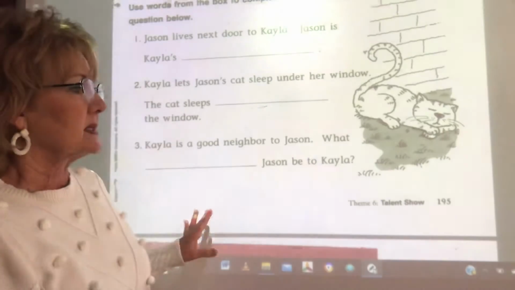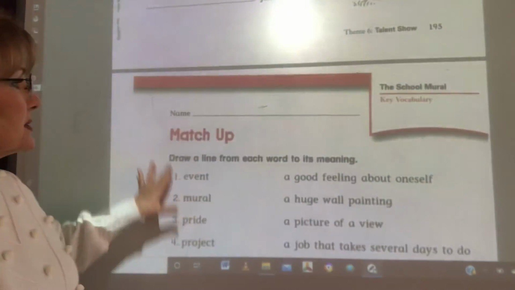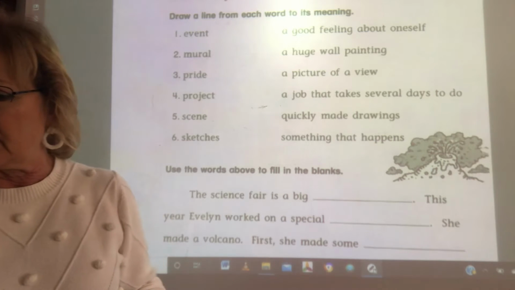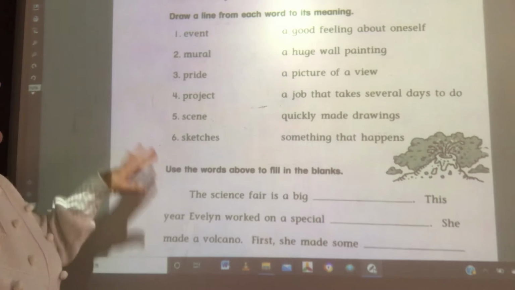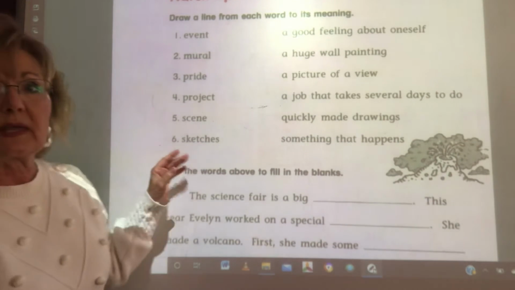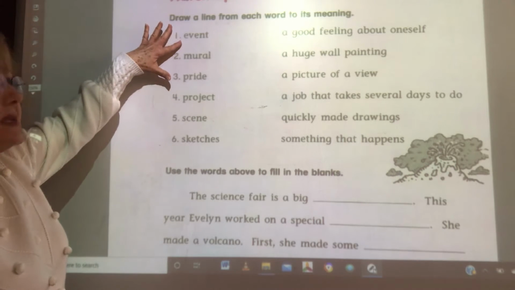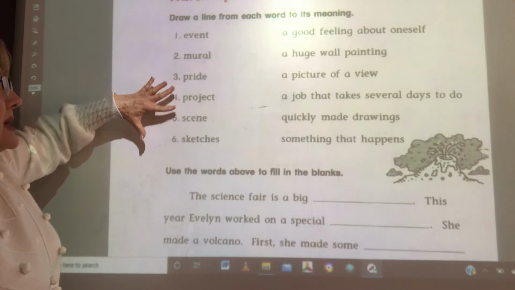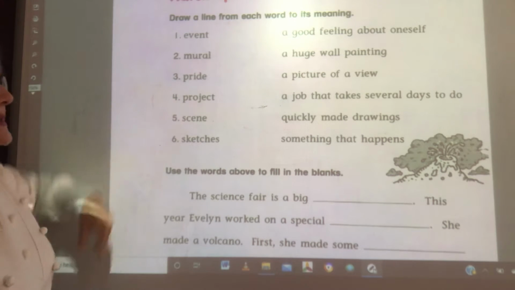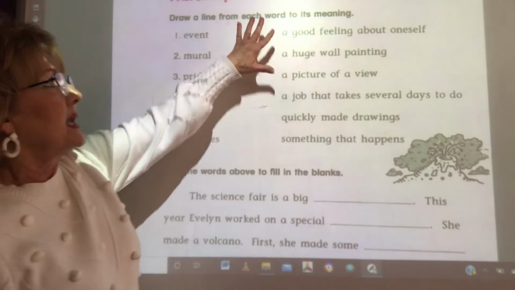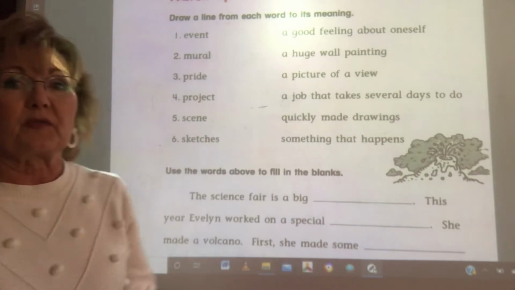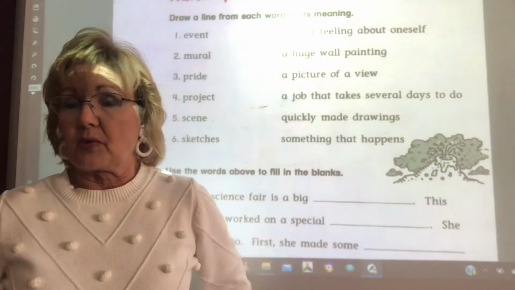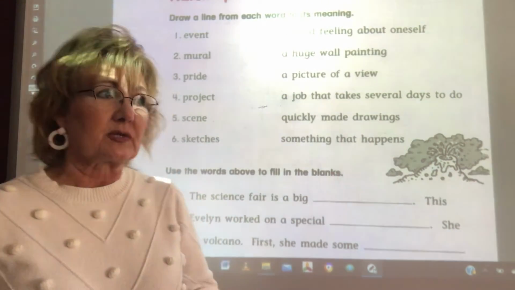Okay, great. So we're going to move on to the key vocabulary on page 196. And we're going to read these words together. Event, mural, pride, project, scene, sketches. Let's read the meanings. A good feeling about oneself. If we were together, we would have gone through these meanings prior to this moment, but we're just going to take it from here.